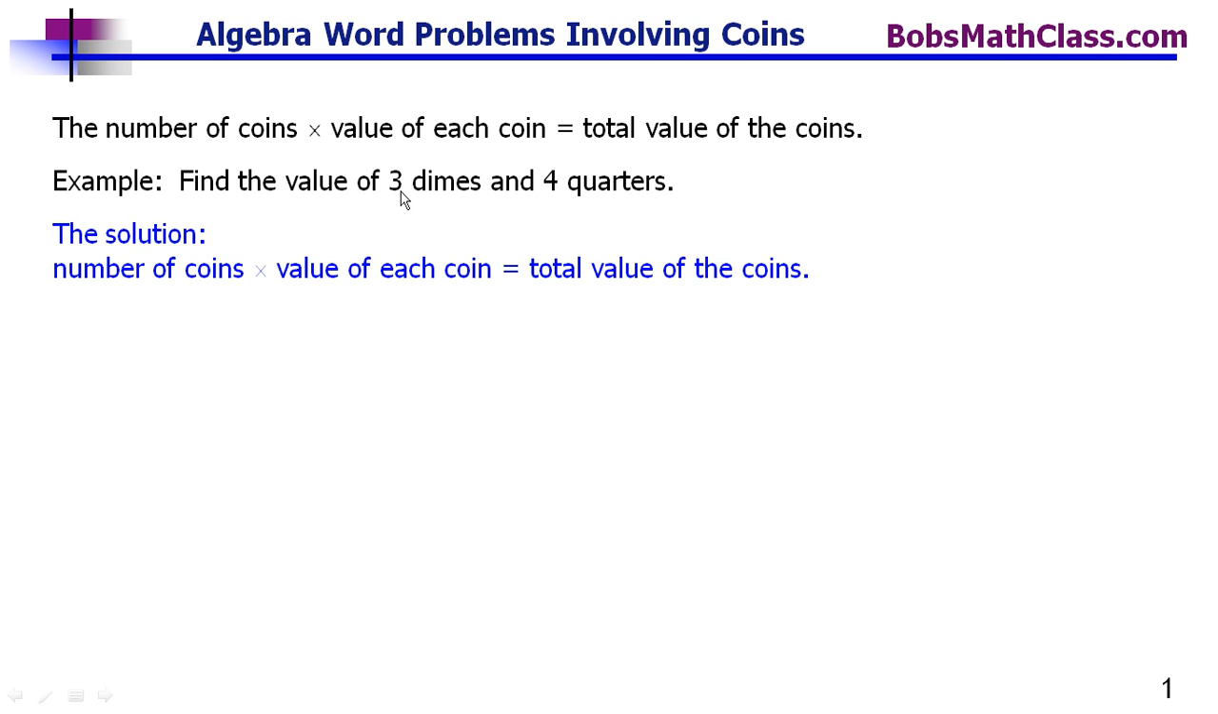We're going to multiply 3 times 10 cents. 3 dimes would be 30 cents. And 4 quarters? 4 times 25 cents, that's $1. So 3 times 10 cents plus 4 times 25 cents. That's 30 cents and $1. And that adds up to $1.30. So our total value of a number of coins is equal to how many there are times the value of that coin.